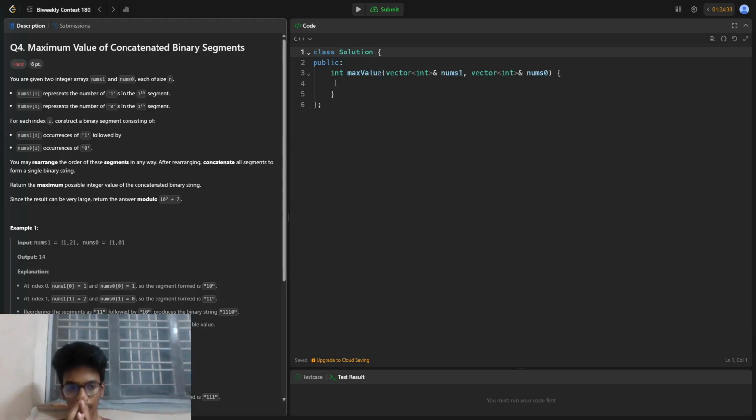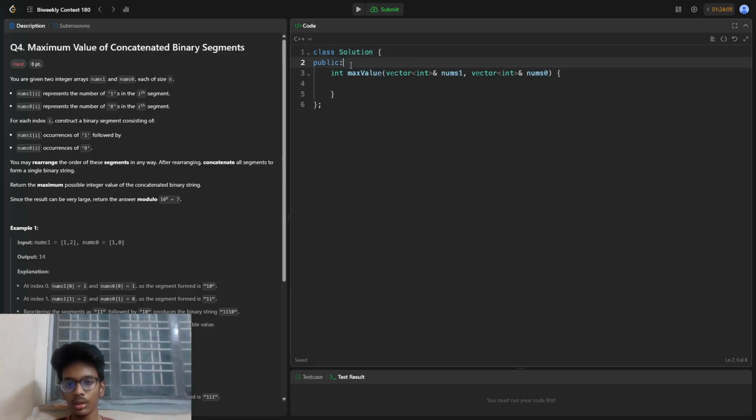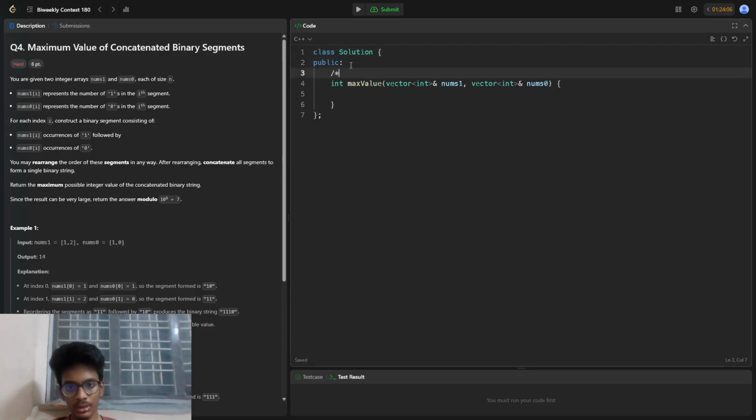Okay, so you basically need to find some sort of an optimal order to concatenate the binary strings to maximize the binary value, right? You want to maximize it. So how can you maximize a binary number?